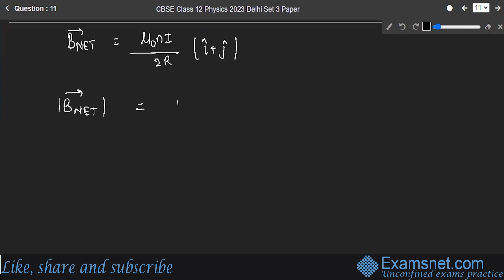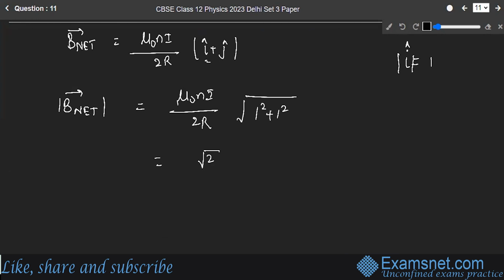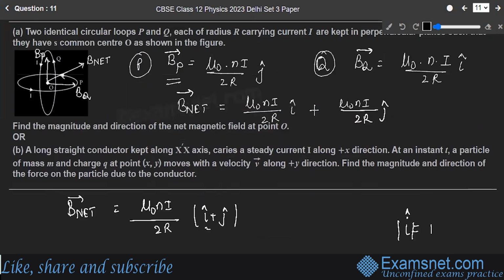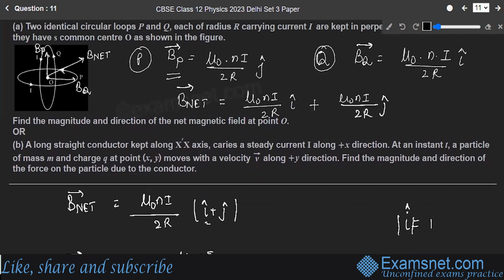This magnitude is equal to mu naught n I upon 2r, which is the constant, so let's take it outside, times root of I squared plus j squared. These are the unit vectors, so the magnitude of I is 1, similarly for j. So 1 square plus 1 square gives root 2 upon 2r into mu naught into n into I, or mu naught n I upon root 2 into r. This gives the magnitude. Now you have to find out also the direction.